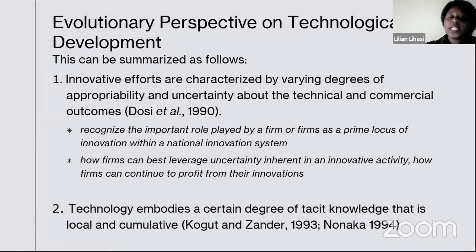One thing is that it has been summarized into four points. We are looking at innovation, where the technical and commercial outcomes that come out of it are many times uncertain, and this has characterized innovative efforts. Therefore, here we look at firms being the prime focus of innovation within a national system of innovation. As we talk about the national system of innovation, we should look at the firms in there and how they interact and leverage on each other to ensure that there is innovative activity and continue to profit each other.